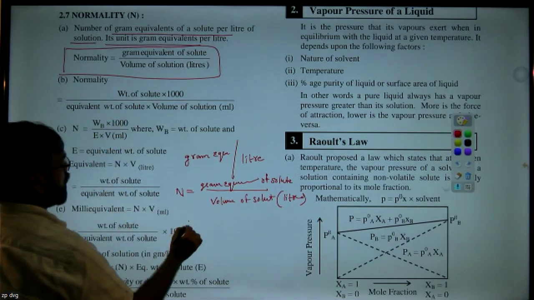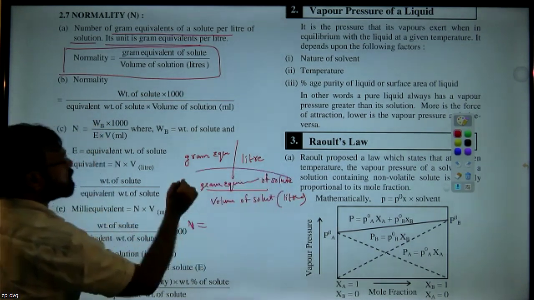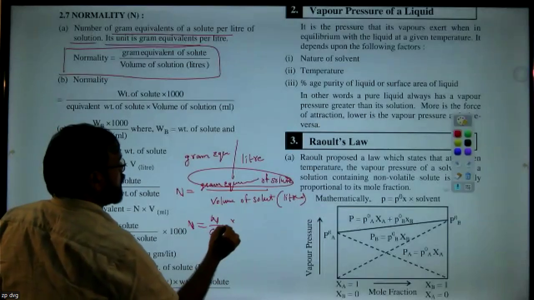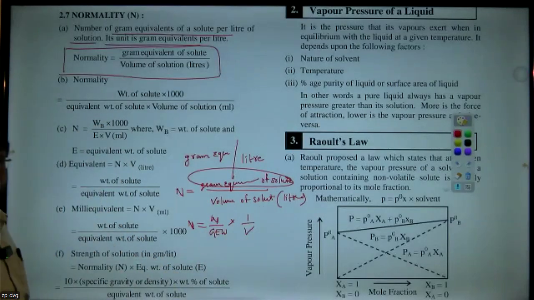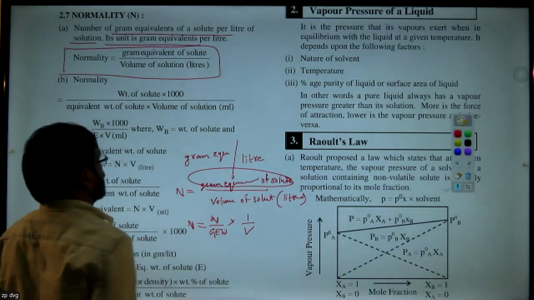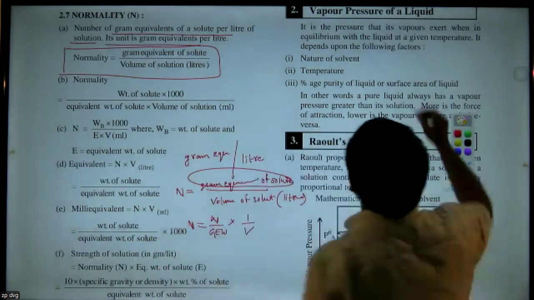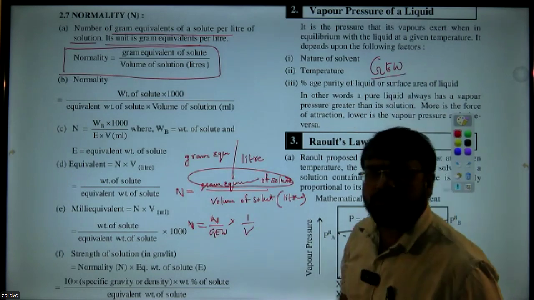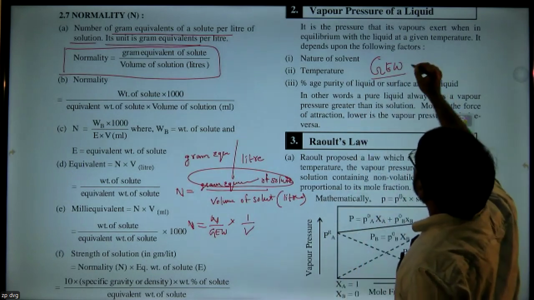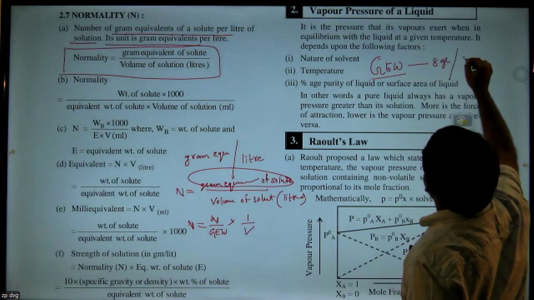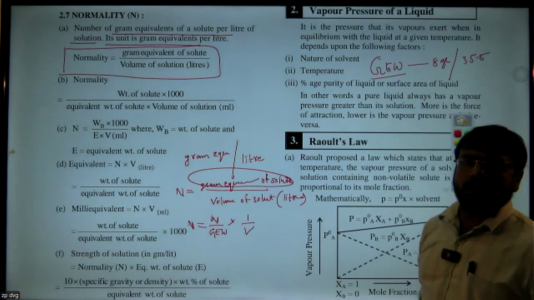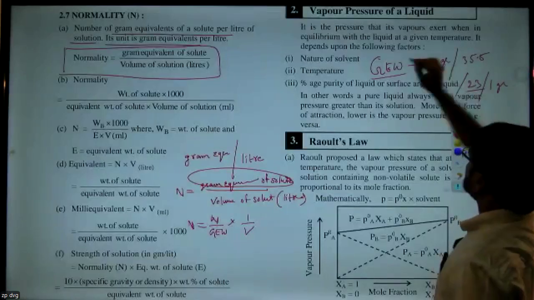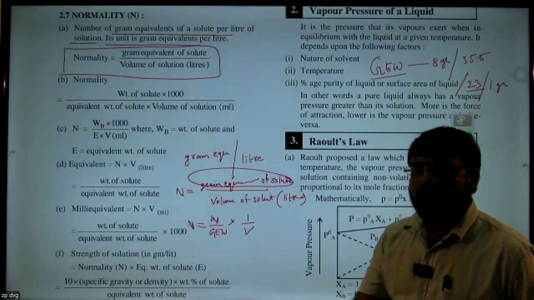Next one, normality is equal to weight by gram equivalent weight into 1 by V; we can use this formula. So what is the gram equivalent weight? The amount of substance that can combine with 8 grams of oxygen or 35.5 grams of chlorine or 23 grams of sodium or 1 gram of hydrogen is known as gram equivalent of the substance.